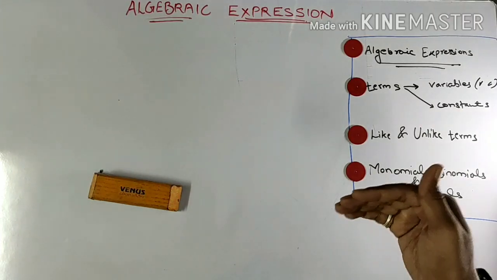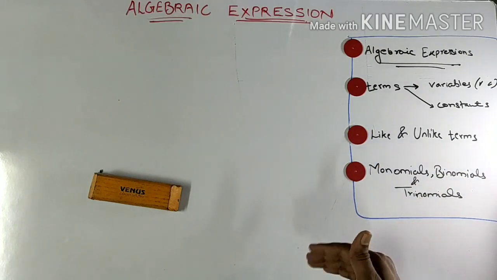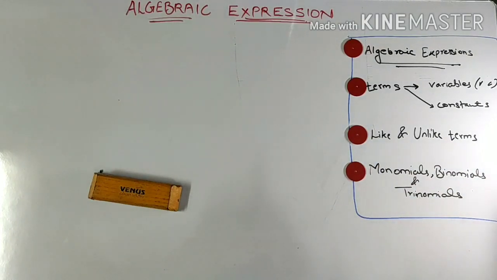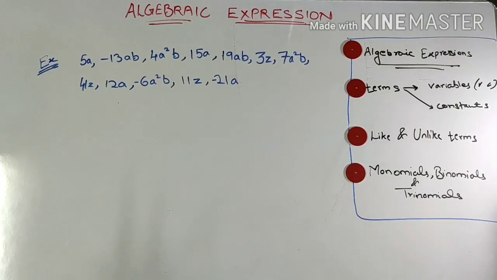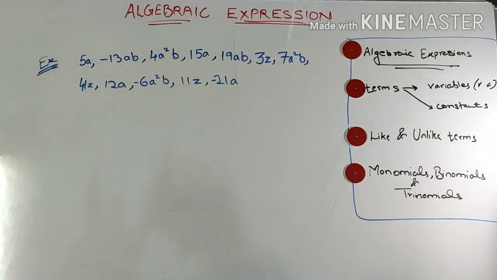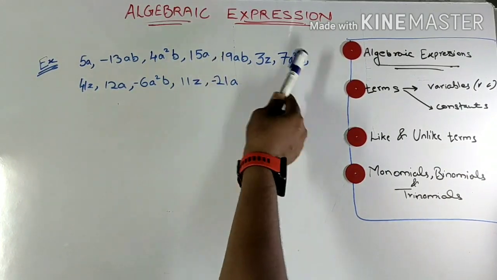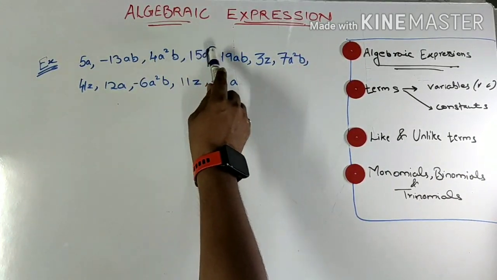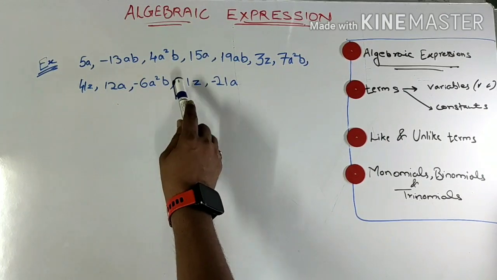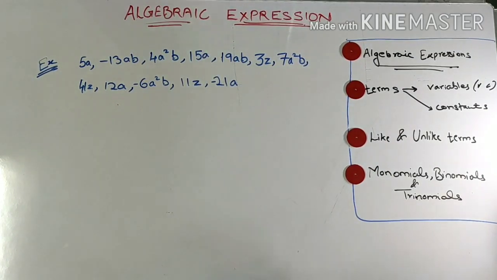Okay, so based on that classification, we learn how to operate mathematically on those like and unlike terms. So moving ahead, this is a collection of different terms. You see one term over here, the other term over here. Likewise, you have 1, 2, 3, 4, 5, 6, 7, 8, 9, 10, 11, 12 terms. You are supposed to classify them between like terms and unlike terms.